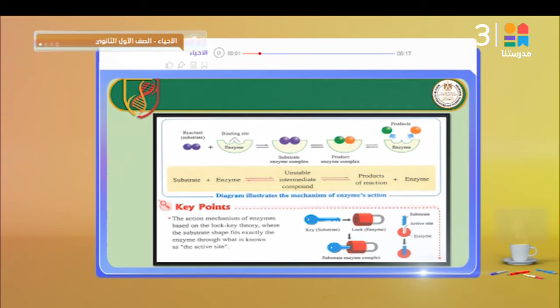The action mechanism of enzymes is based on the lock and key theory, where the substrate shape fits exactly into the enzyme through what is known as the active site. What is the meaning of active site? It is the place where the key enters, which is the substrate, into the enzyme. The place where the key enters is the active site.